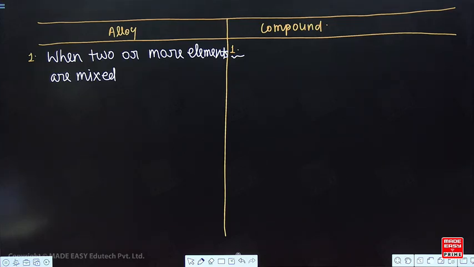Next point. In alloy we will write: there is no chemical formula for an alloy.